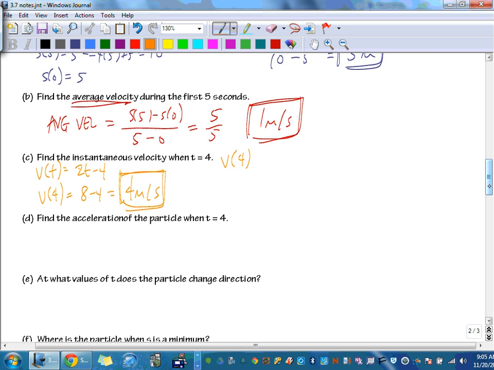And then we want to find the acceleration at t equals 4, so we need to figure out the acceleration equation first. That's just going to be the derivative of velocity, which is what? 2. That means the acceleration is always 2, right? There's no variable. It's a constant acceleration. So no matter what we put in for t, our acceleration is always going to be 2 meters per second squared.